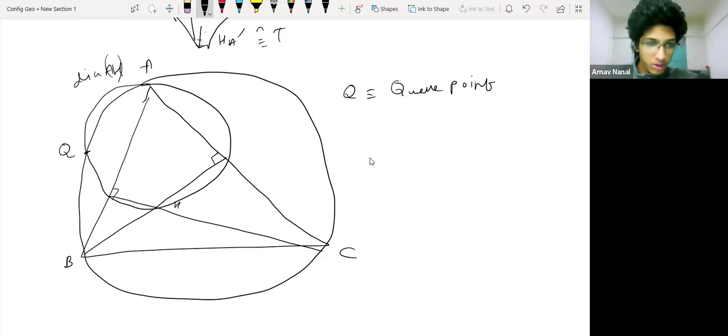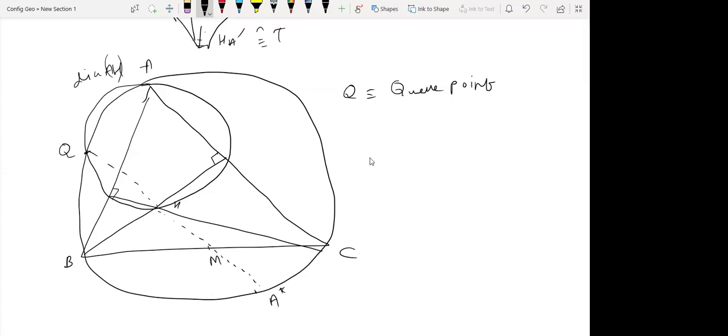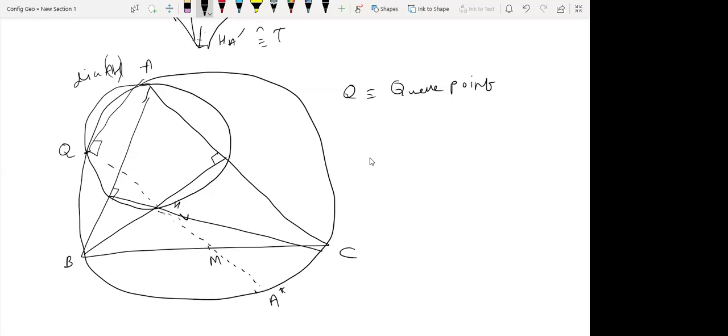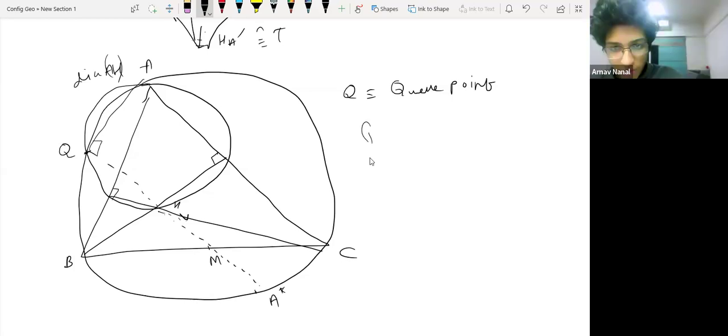Okay, so the first property we have is that if M is the midpoint of BC and A star is the antipode of A, then these four points are collinear. That's easy because A star is just the reflection of H about M. Yes, true. And this angle is 90. Yes, that's true. So the first property was that Q.